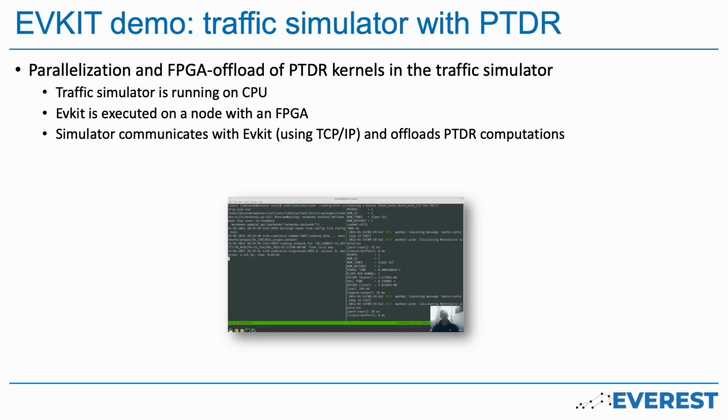Here we will see a demo of how the traffic simulator can be used together with FKit to parallelize and distribute the computation of the PTDR kernel. In this setup, the traffic simulator runs on a CPU, and an FKit worker is deployed on a node with an attached FPGA. While the simulator is running, it communicates with the FKit worker through TCP/IP, and it offloads the computation of the PTDR kernel to it, which is then executed on an FPGA, and the result is returned back to the simulator.